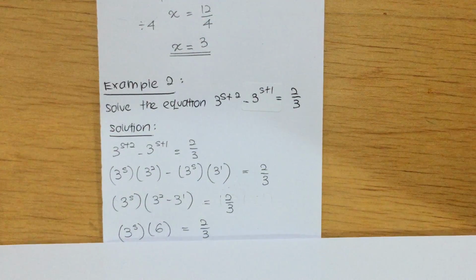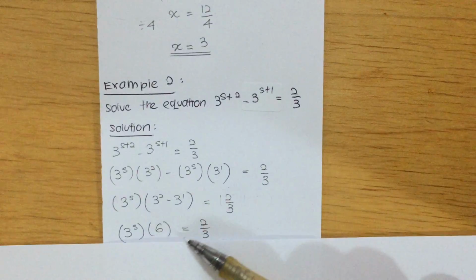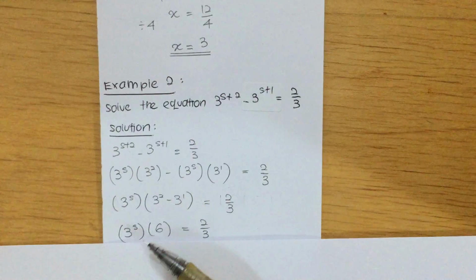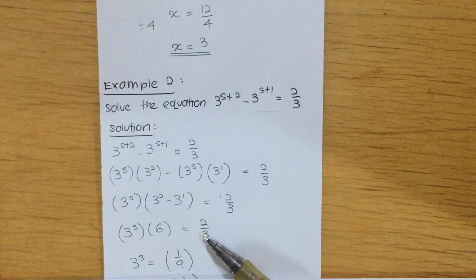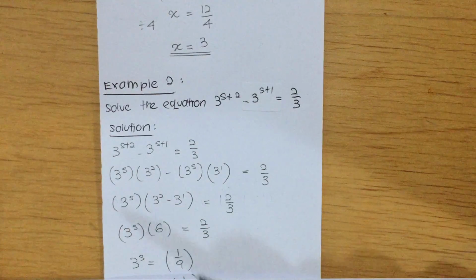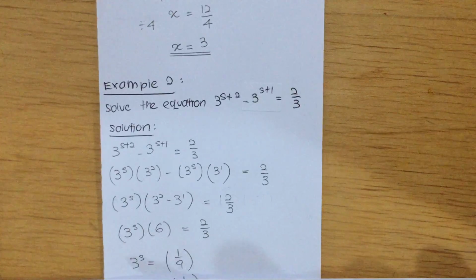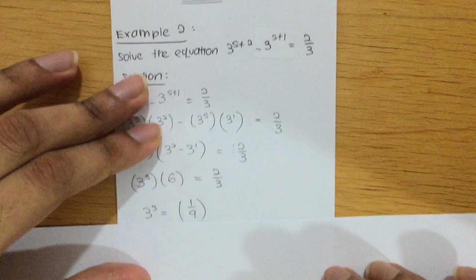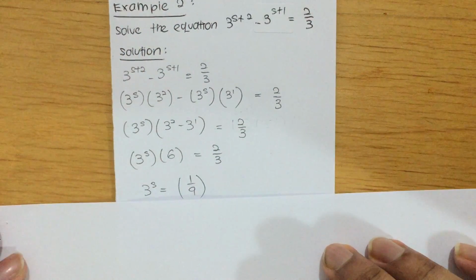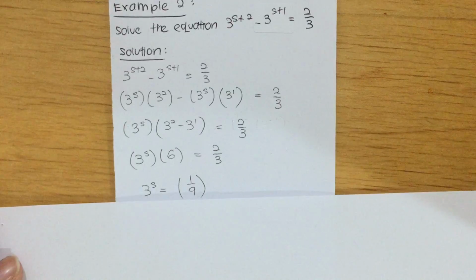From here, 3 to the power of s in a bracket times 6 equals 2 over 3. So to find 3^s, you just divide 2 over 3 by 6, and from here you should get 2 over 18. 2 over 18 we can further simplify, and you will get 3^s equals 1 over 9. Alright guys, we are very close to our final answer.